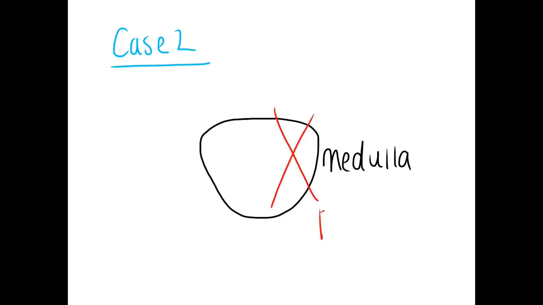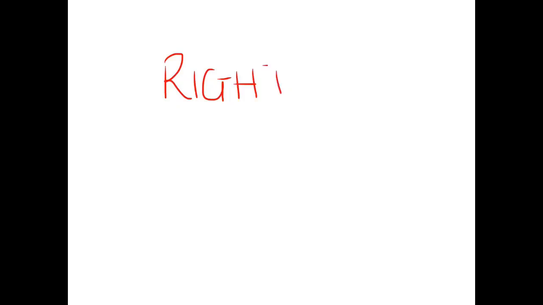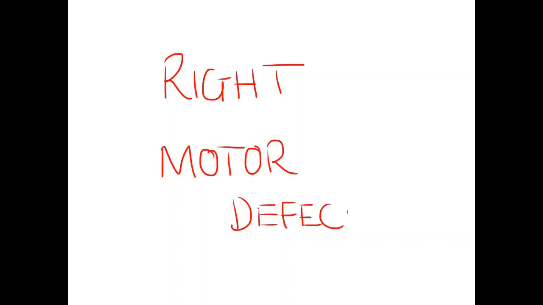A patient damages their medulla and severs the anterior corticospinal tract on the right side. What symptoms would they have and why? Pause the video if you need to. They would have right-sided motor deficits as the tract would not have decussated yet.